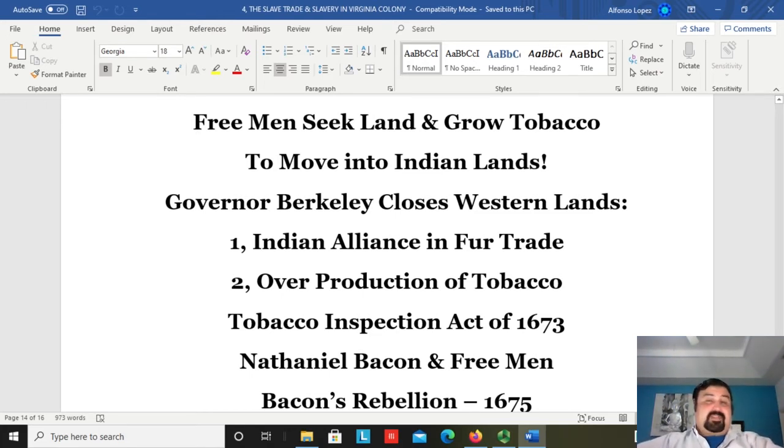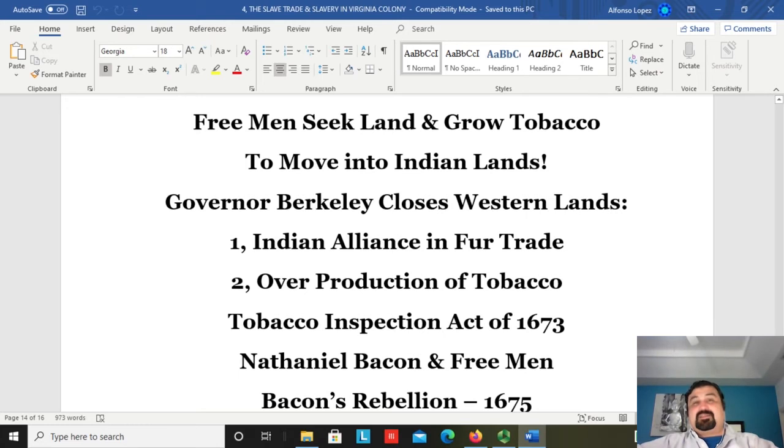After 1650, we're going to see this gradual growth of a new social group that is very different from the traditional two groups that existed in Virginia. In Virginia, up to 1650, there were only two groups. Either you were a planter or you were an indentured servant. There was not an in-between.